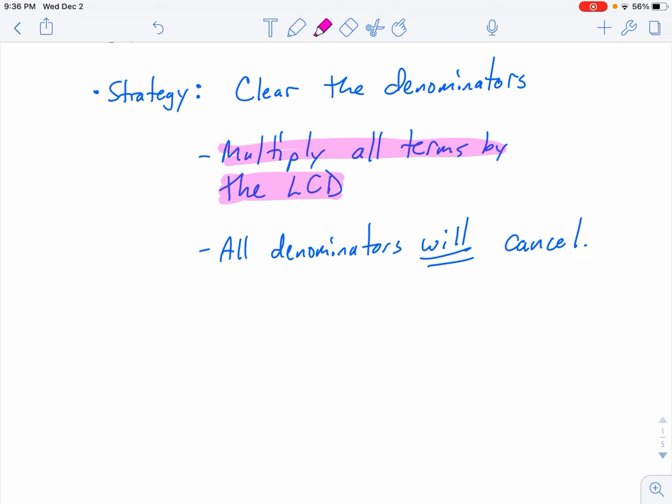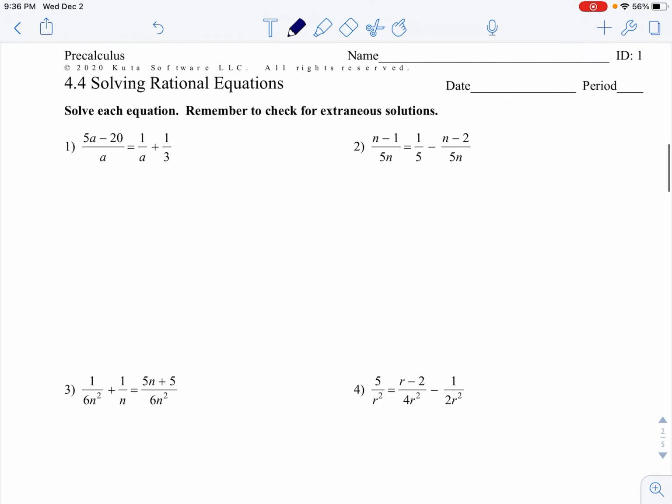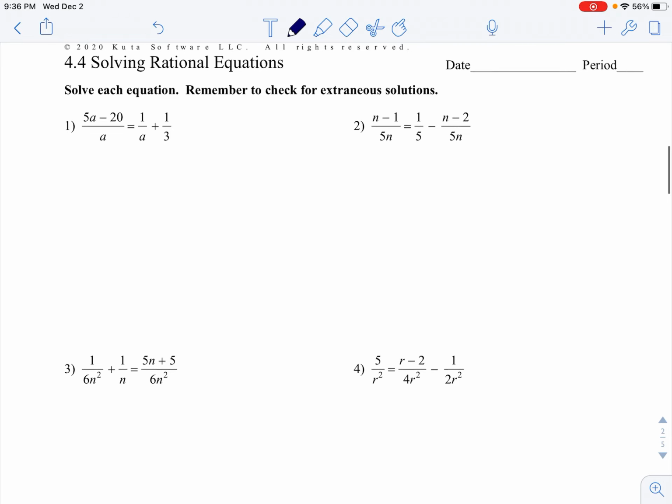But when you do this process, basically all the denominators in the equation will cancel. They'll just disappear. And then your equation won't be a rational equation anymore. It'll just be a regular equation, and you can use basic algebra on it. So this method, this clearing the denominators, turns the equation from a rational into sort of a regular equation that you can work out. Now, as usual, I'm going to do the evens and ask you to do the odds.